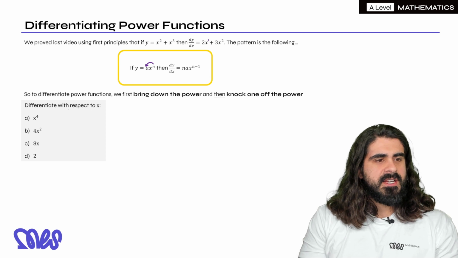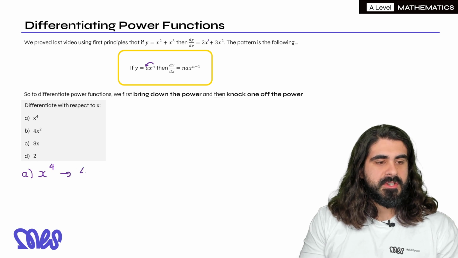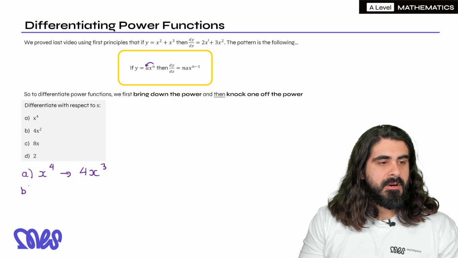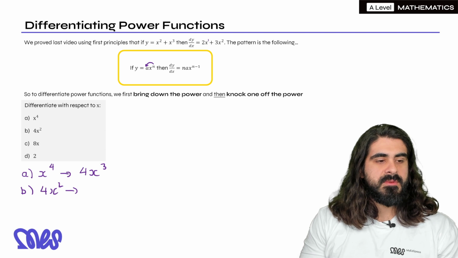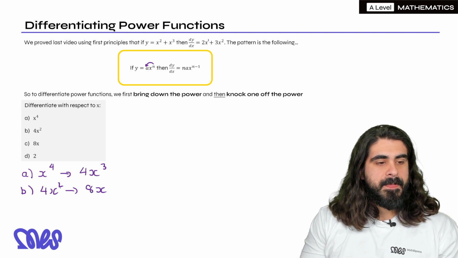So let's practice that. Differentiate these functions with respect to x. So if we have x to the power of 4, we first bring down the power, so it becomes the coefficient, and then we knock 1 off the power. Part B, 4x squared. So here we have to bring down the 2 first, but because there's a 4, we do 4 times 2, 8, and then we knock 1 off the power, so just power 1.